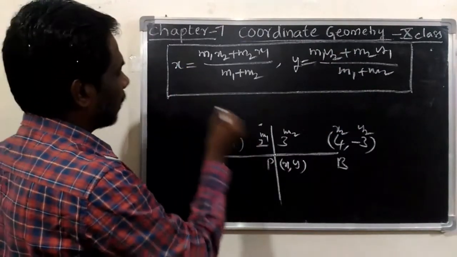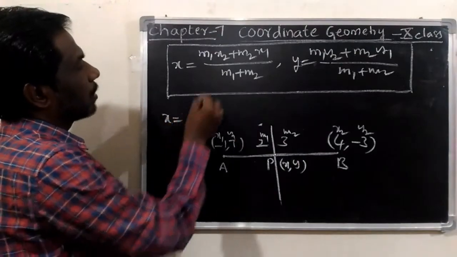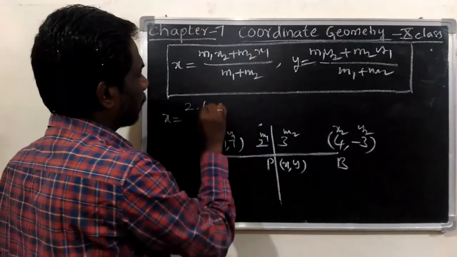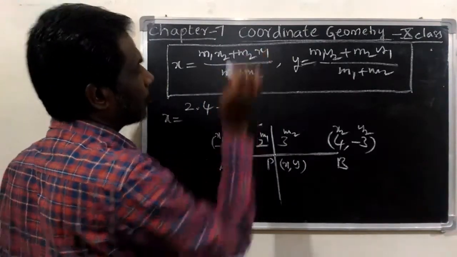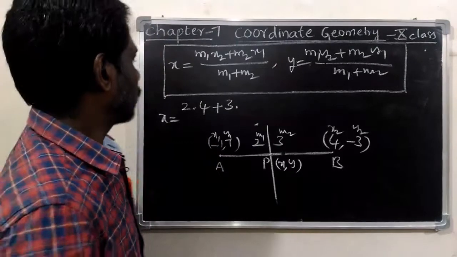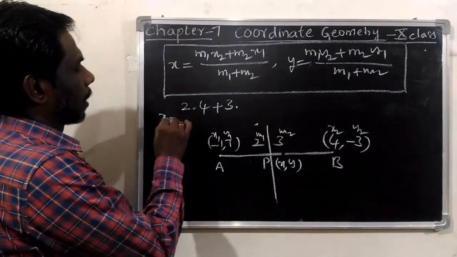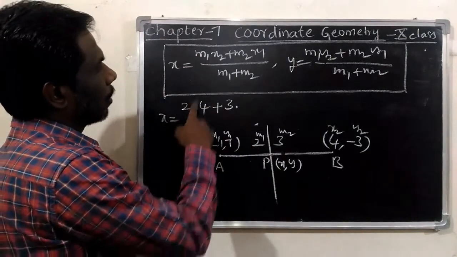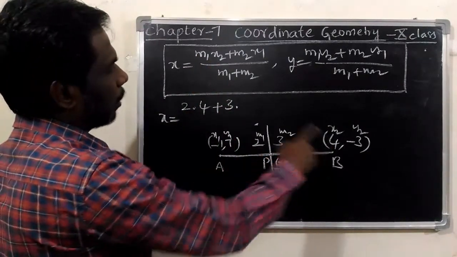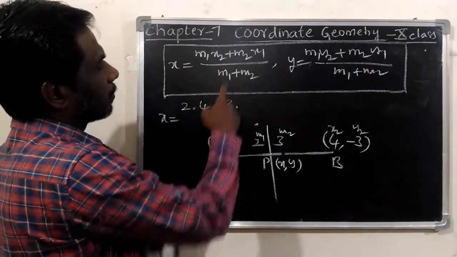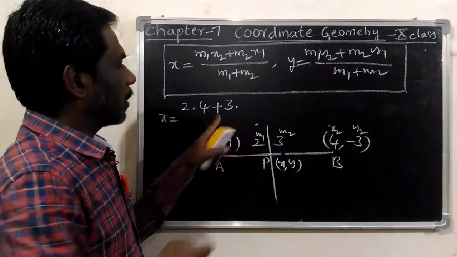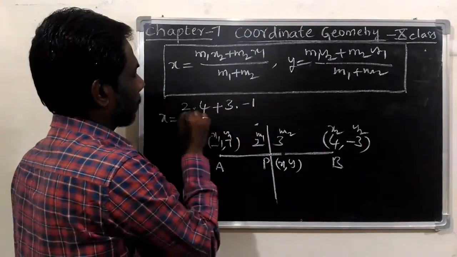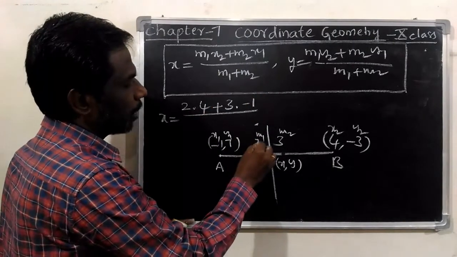So here, x is equal to m1, which is 2, into x2, which is 4, plus m2, which is 3. Right, so I am substituting. x is equal to m1 value 2 into x2 value 4, plus m2, which is 3, into x1, which is -1, by m1 plus m2, that is 2 plus 3.